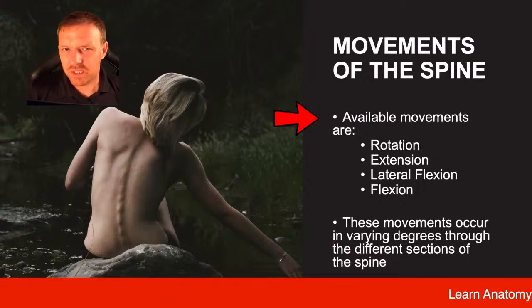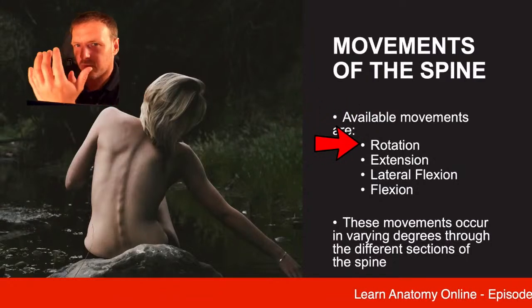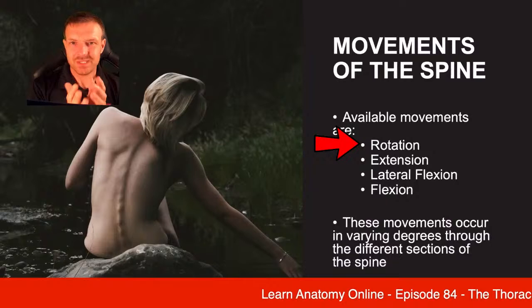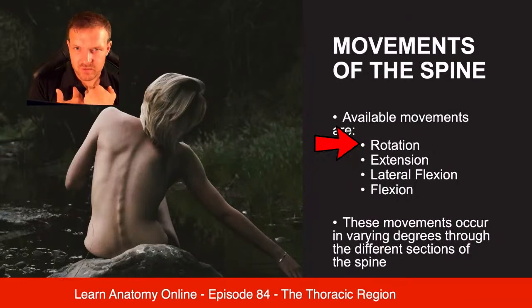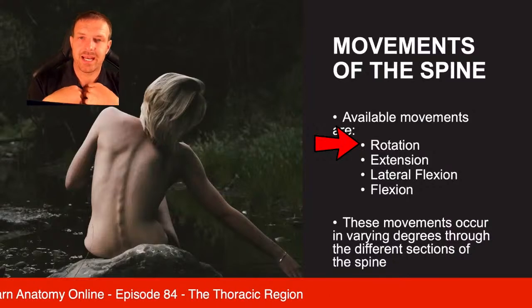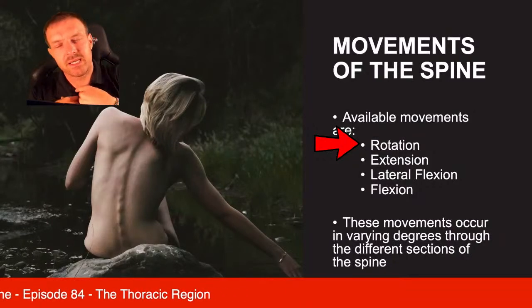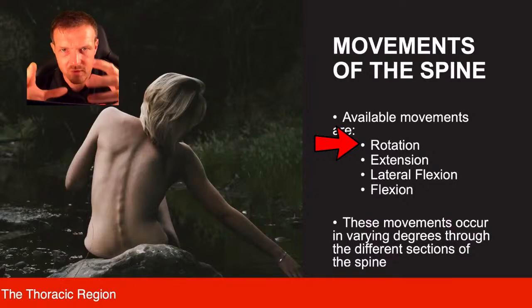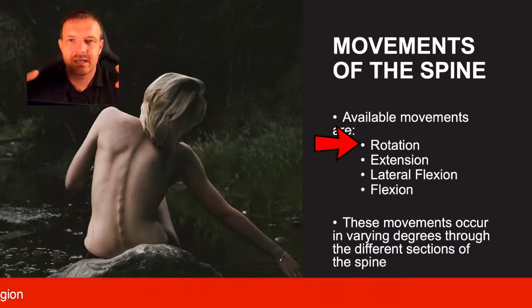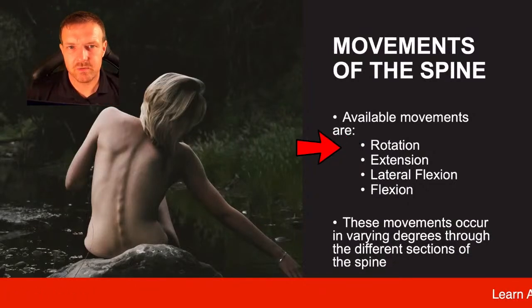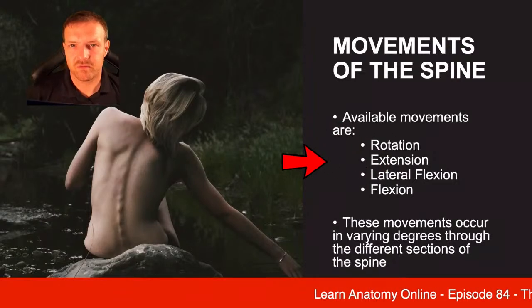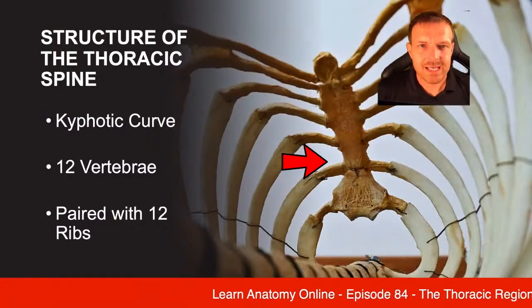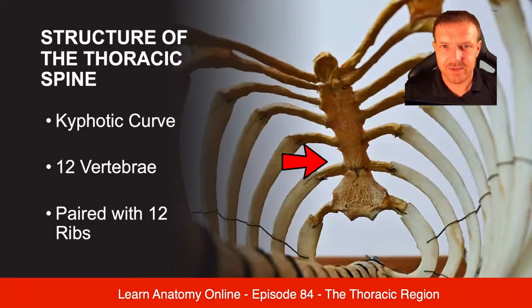So we've mentioned some of these already. Rotation is where you rotate your body around. Extension is where you bring your body backwards. Flexion is where you bring your body forwards, and then lateral flexion is a side bend. And again, side bending in the thoracics is going to be limited by your rib cage. Okay, so that will restrict the availability of that movement. Cool.